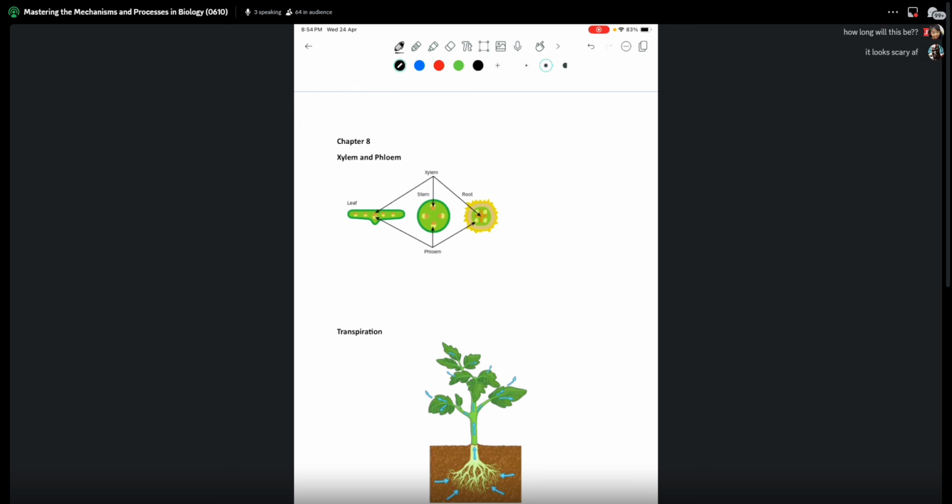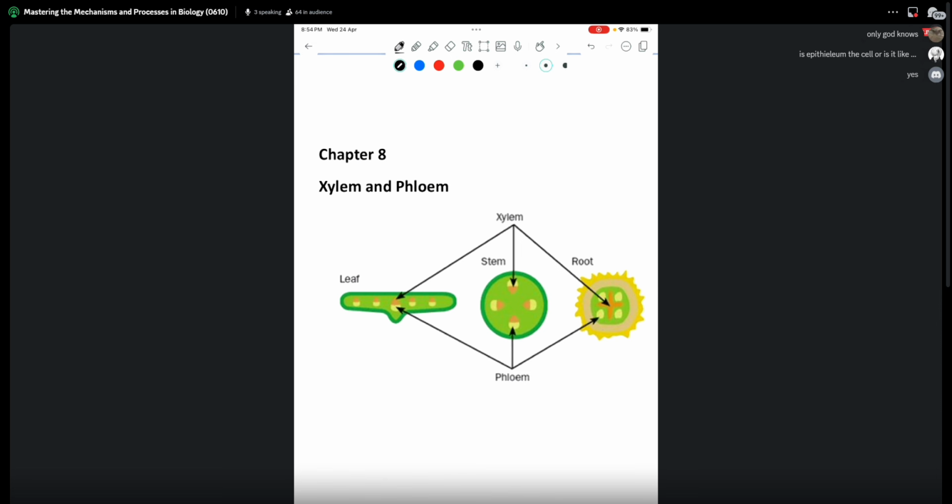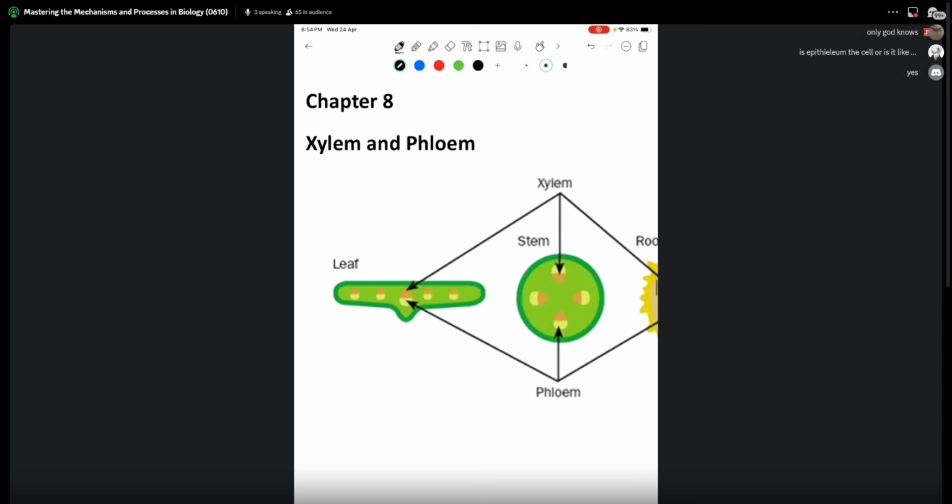Okay, so for this one, make sure you know the structure. This is a leaf, this is a stem, this is a root. You must be able to know which is the phloem and which is the xylem. So how do I remember this? The leaf always has a triangular shape, and I always know this is a xylem. And this shape, not to say a very nice semicircle, but this is a phloem.